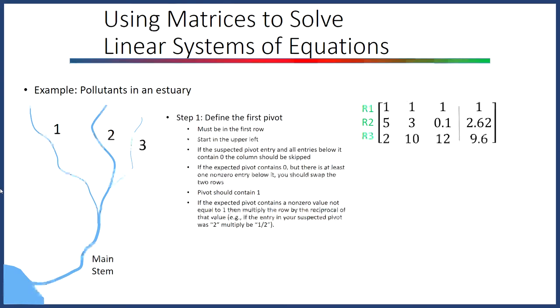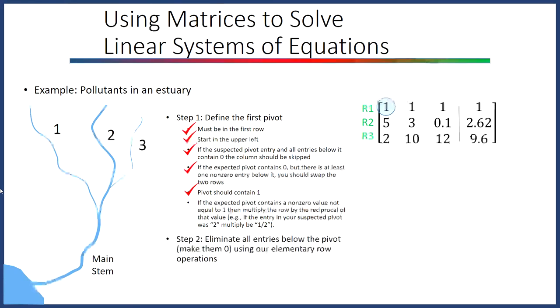All right, step one is to define the first pivot. We always start looking in the top left. Does the suspected pivot and all entries below it contain zero? Clearly not. Does it contain zero with at least one non-zero element below it? Nope. Does the pivot contain one? Yes. So we're done with step one.